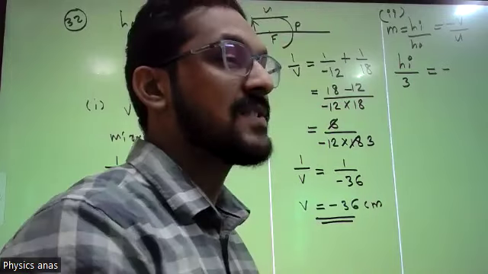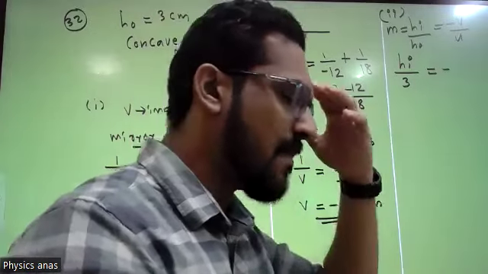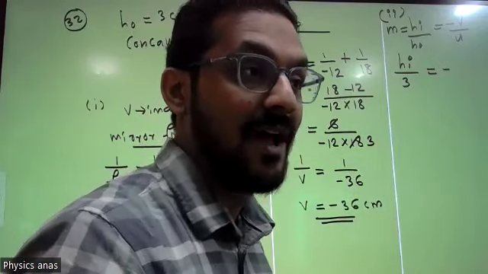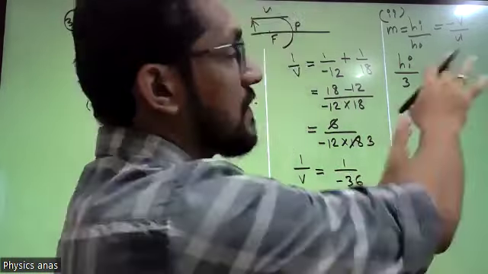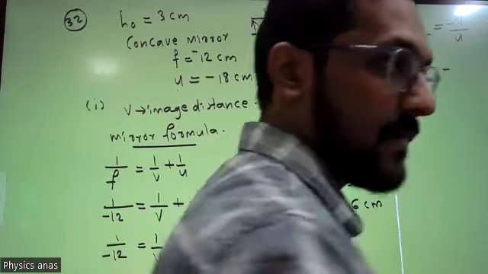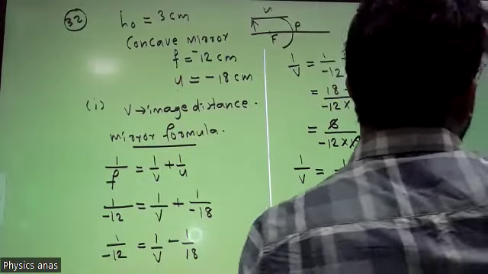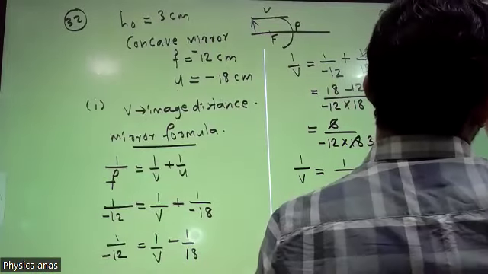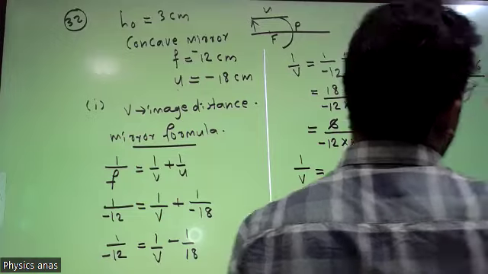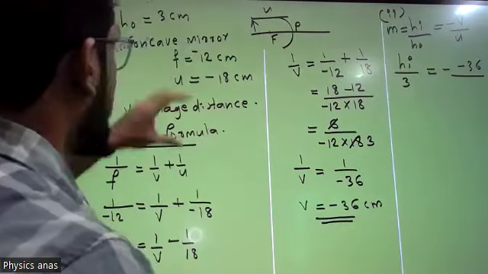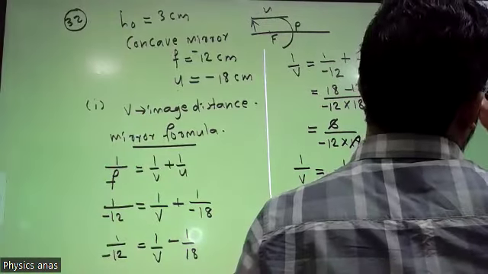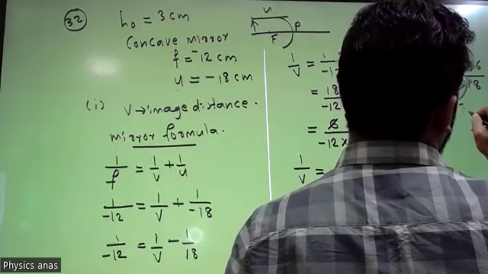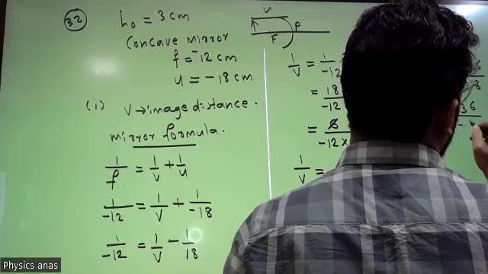Don't get confused with should I put minus, should I put plus, should I put both? There is no case of that. Just substitute the values into the equation. That means minus V. What is V? V is minus 36. So you should write minus 36 divided by U. What is U? U is given in the question, that is minus 18. Minus into minus will be plus. That will be 36 by minus 18.